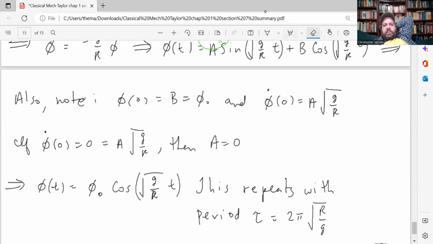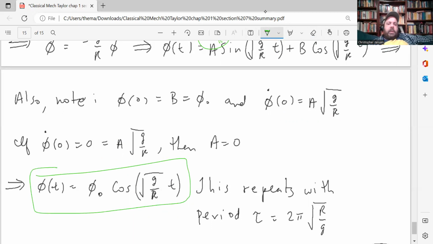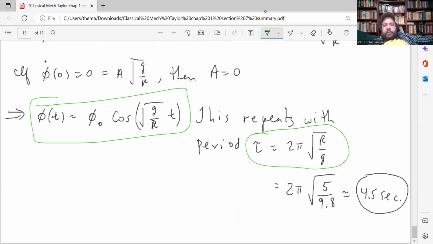I think that's what they asked us to do. They wanted us to find the position of the skateboard at time t, and to say when it would repeat its initial position, which is the time it takes for it to do that. Okay, so that's the example that he ends the section with. Oh yeah, and then he gave us that the radius was 5 meters, so you can actually figure out what the number is. It's 4.5 seconds.